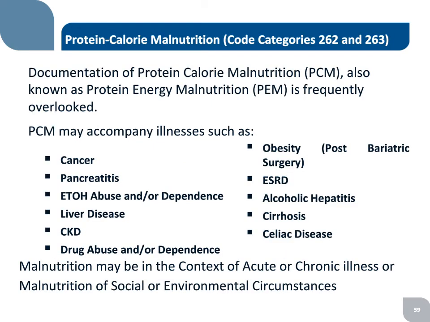Now, protein-calorie malnutrition is underdiagnosed. And there are some new guidelines put out regarding the clinical criteria. If your patients have any of these associated conditions, illnesses, they may be more than likely to have protein-calorie malnutrition. Malnutrition can be in the context of an acute or chronic illness or malnutrition of social or environmental circumstances.